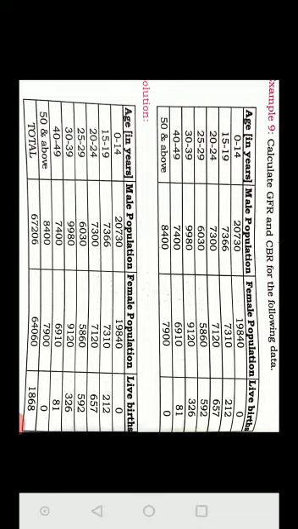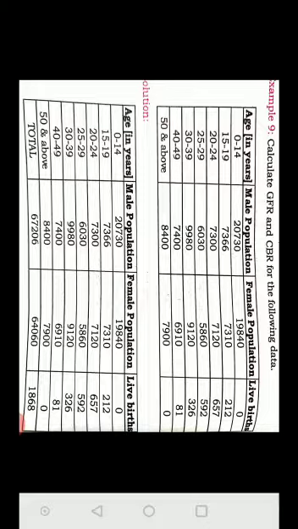Calculate general fertility rate and CBR for the following data. This is a very good example where your doubts will be cleared. In this particular example, you have the age, starting from 0 to 14, then from 15 to 19, and the last one is 50 and above.